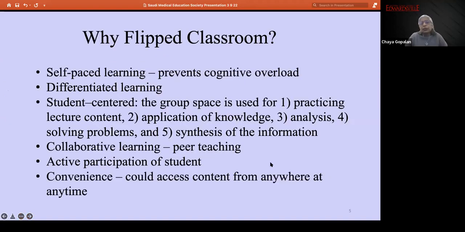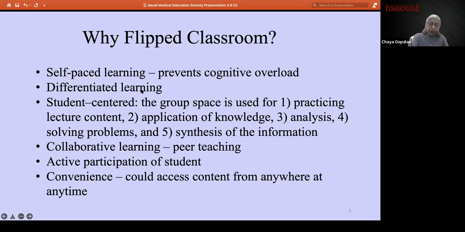Why flipped classroom? This is where we want to see all of the benefits of this particular method of teaching. It is the self-paced learning. As I showed you before, Dr. C.V. Raman's class is where it is content overload, versus here we can break down the content to digest at our own speed. All right, prevents cognitive overload.